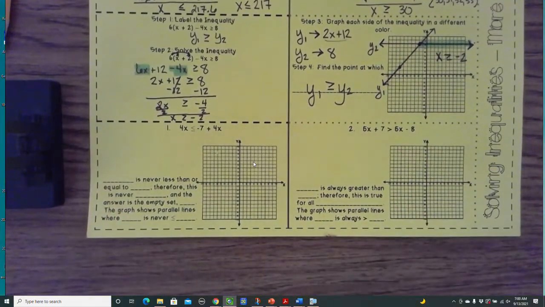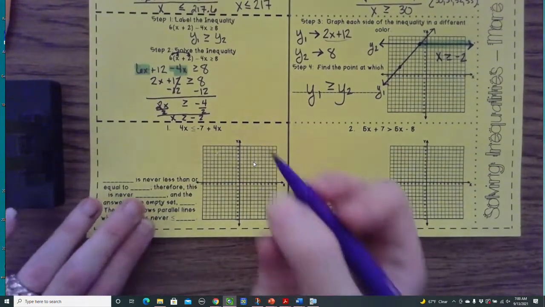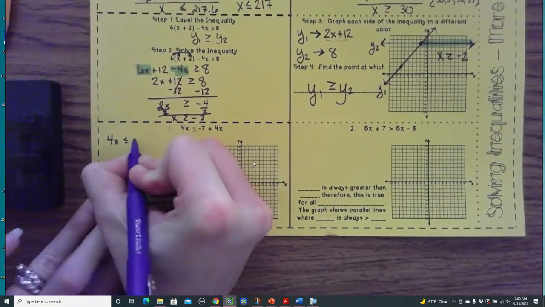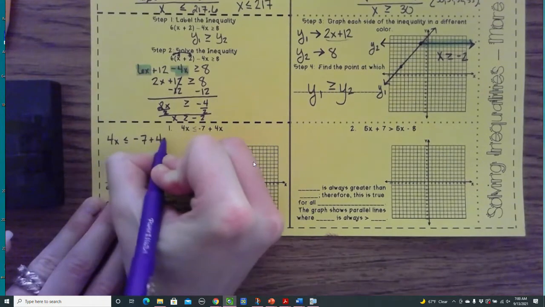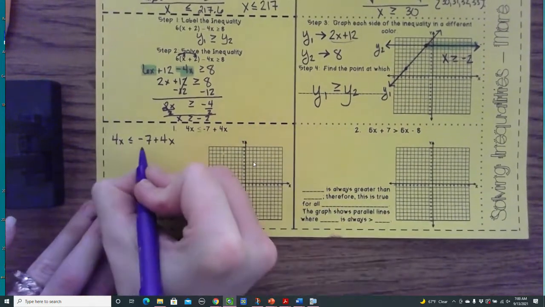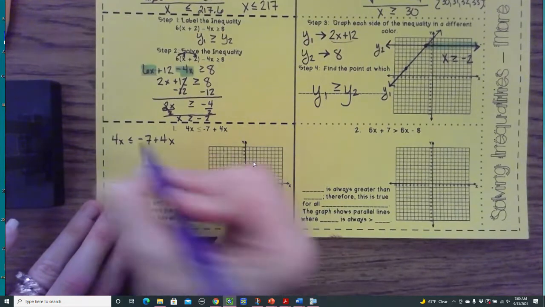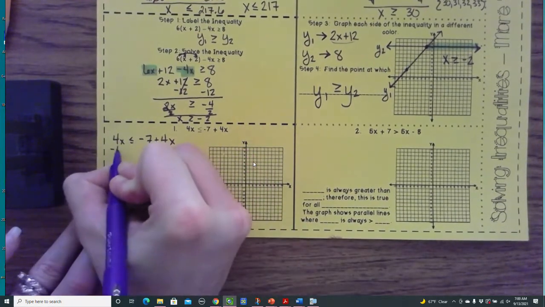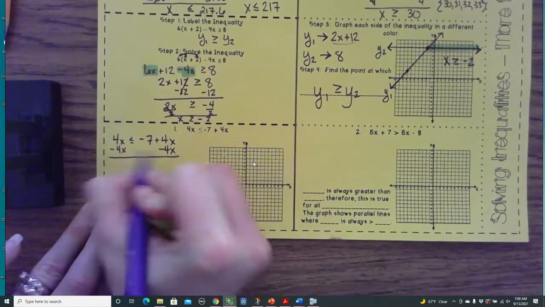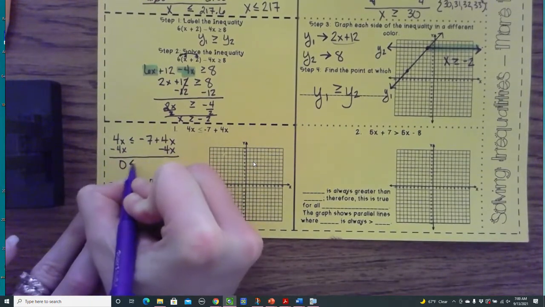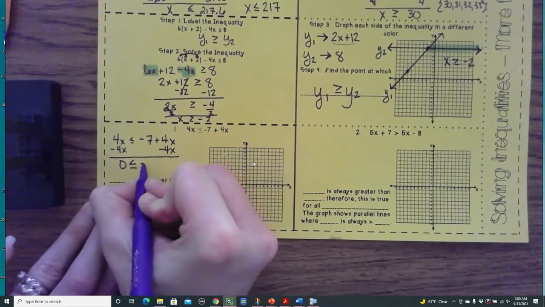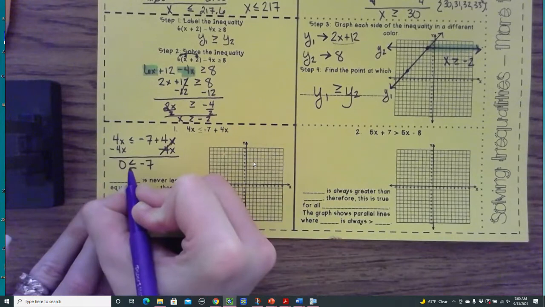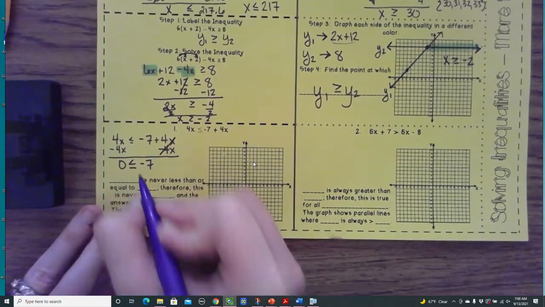All right, we need to solve this thing. I'm just going to rewrite it over here. So we're going to move the 7. Actually, let's put the x's together first. That should be our first step. So if I subtract 4x from both sides, 4x minus 4x is a 0. Sign stays the same. Didn't touch the negative 7. So this says 0 is less than or equal to negative 7.